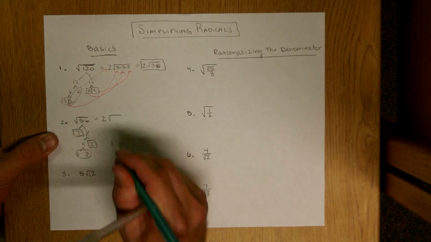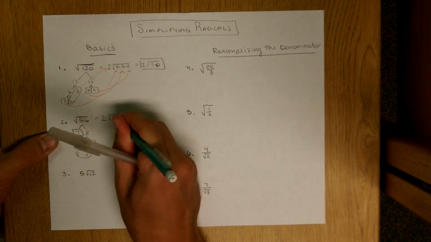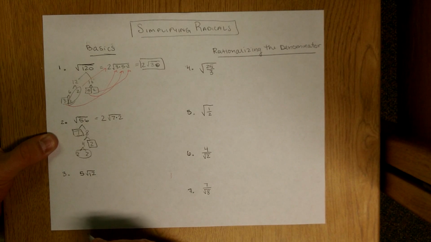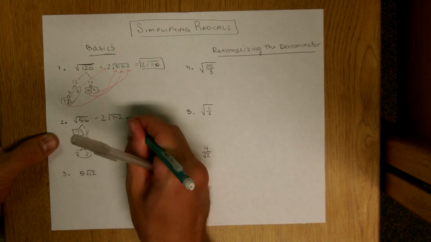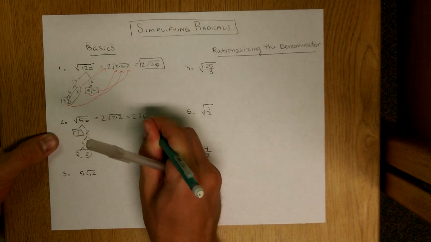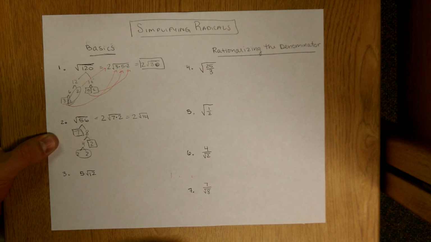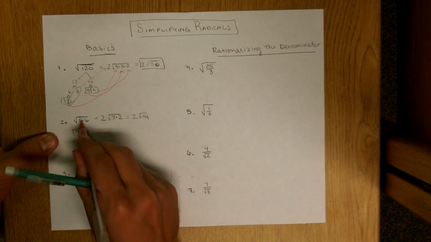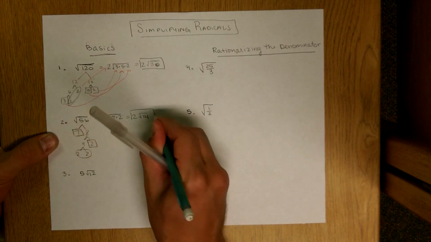If it's boxed and it doesn't have a pair, multiply it underneath the radical. So 2 times the square root of 7 times 2. Simplifying that, you get the square root of 14. So 2 square roots of 14 is the same thing as the square root of 56.